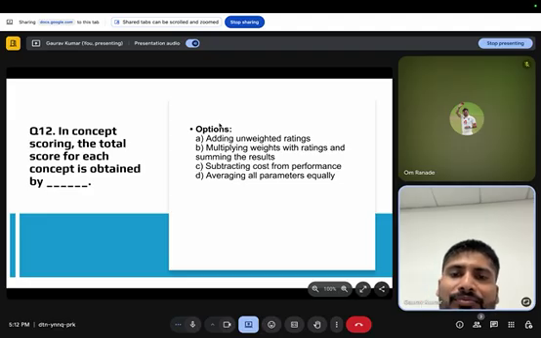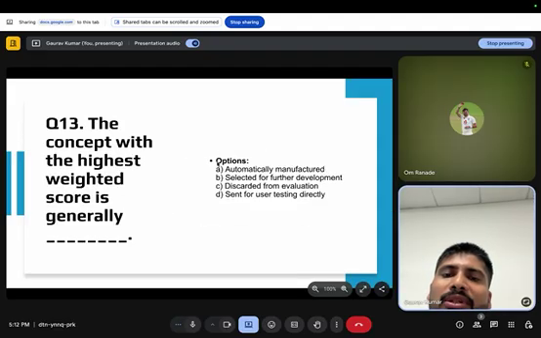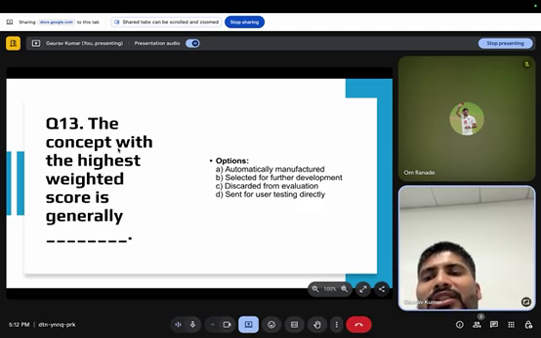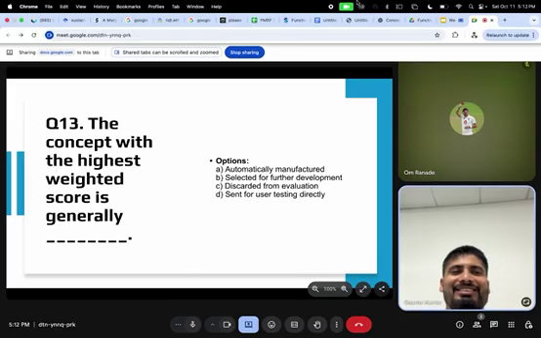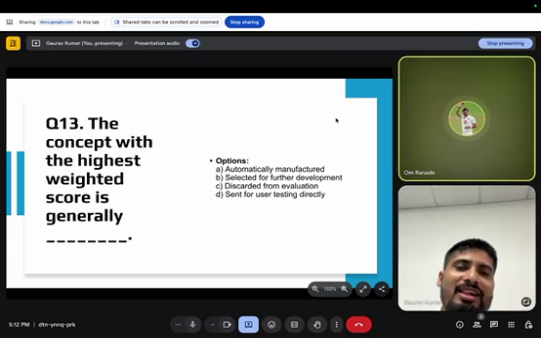Okay, so B was the right answer. Moving towards the next question, number 30. The concept with the highest weighted score is generally what? Can you answer? Selected for further development.